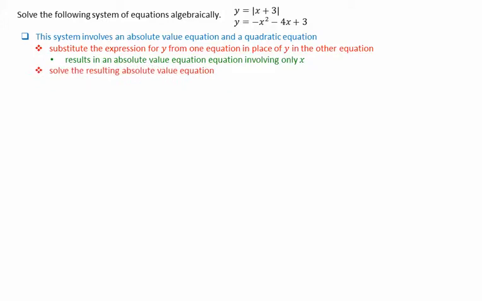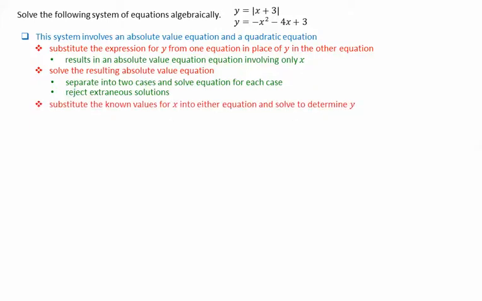We'll solve that resulting absolute value equation by separating it into two cases and solving the equation for each case, making sure we remember to reject any extraneous solutions. We'll then substitute the known values for x into either equation and solve it to determine y.